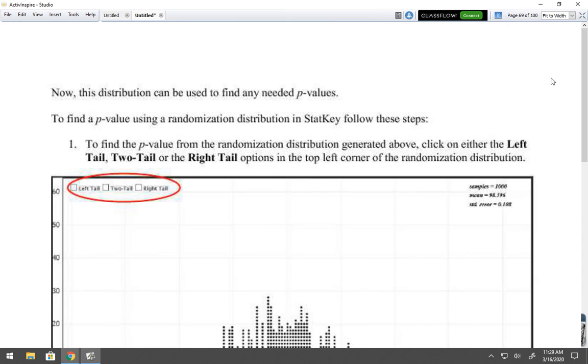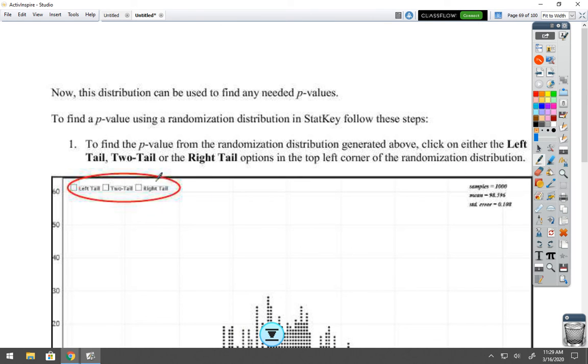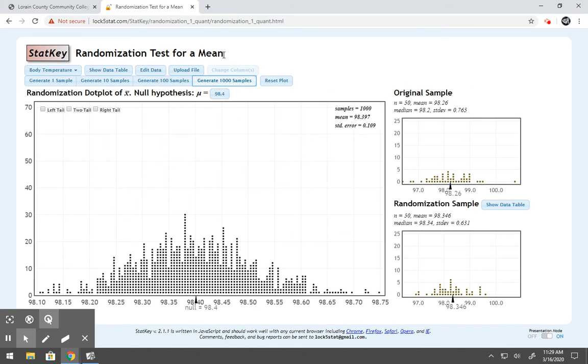Now let's do something with that. Now let's talk about the tailing. I'm going to go back to my Stecky. The tailing will change if we believe we are less than the null, greater than the null, or we don't care as long as we're one of those things from the null. For instance, if I left tail the design, notice that it makes in red everything which is smaller than 98.198. Left tails are things which are less than the null.